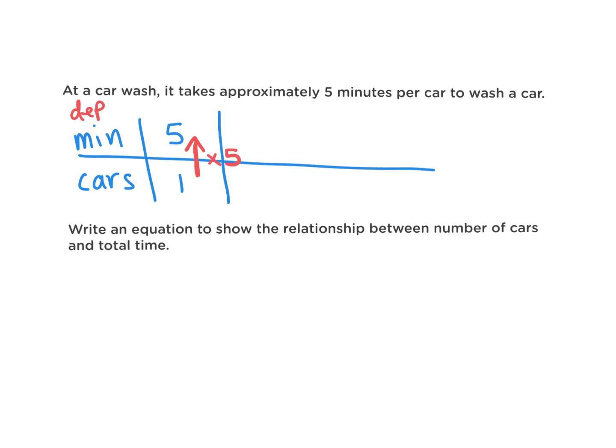So when we write our equation, we're going to generalize. We're going to take the number of cars, times it by 5, and that will give us our time. Both strategies will work in terms of writing an equation and thinking through how the numbers should work with the variables in your equation.